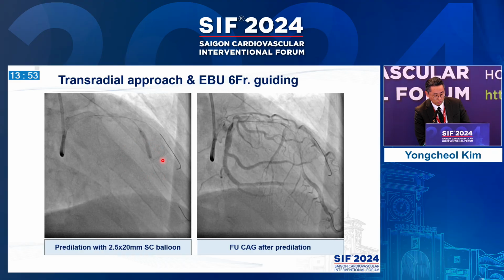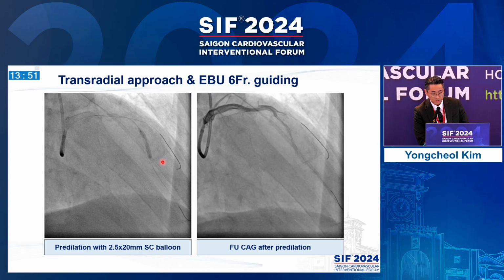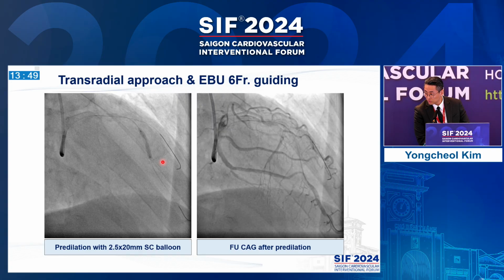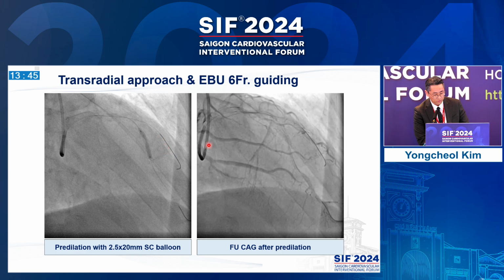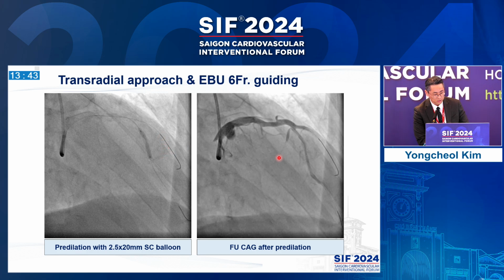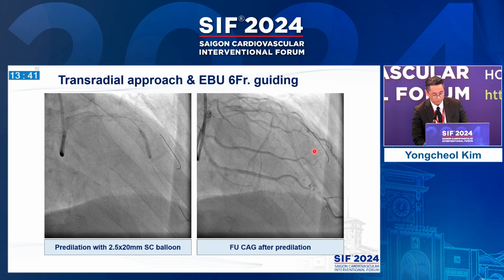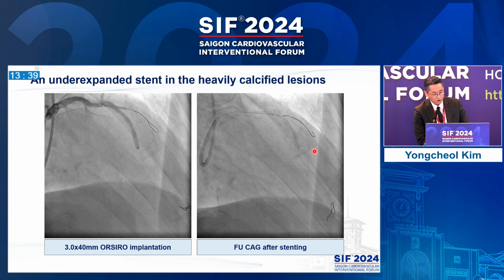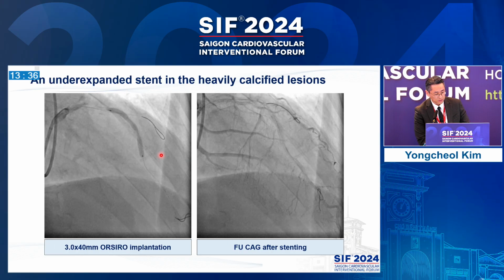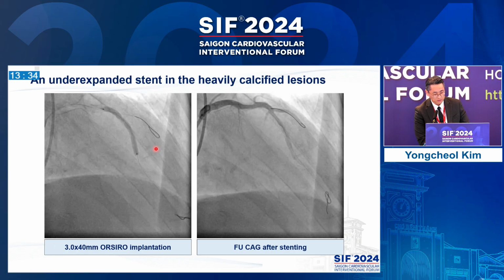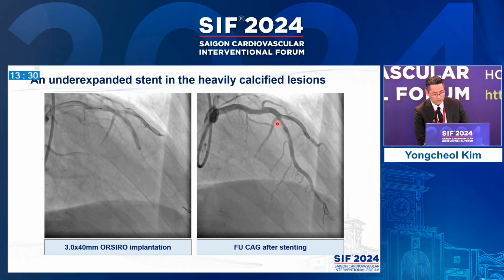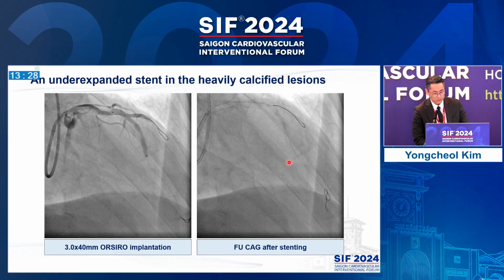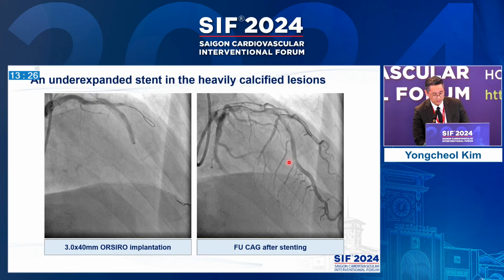Predilation was done with a 2.5 semi-compliant balloon, with this dog bone shape you can see, and the follow-up angiography showed improvement of TIMI flow. However, during the stent implantation, we could see the underexpanded balloon, and the follow-up angiography after stenting showed the underexpanded stent, as you can see.